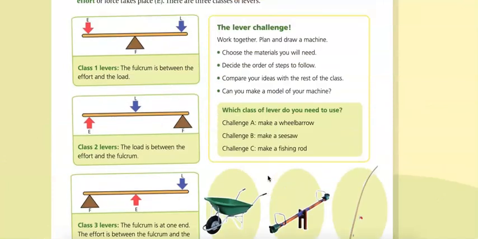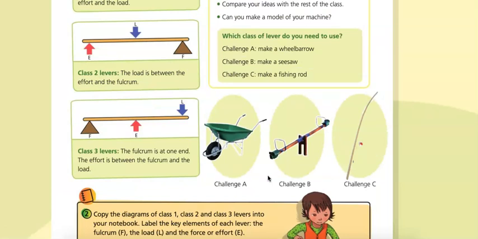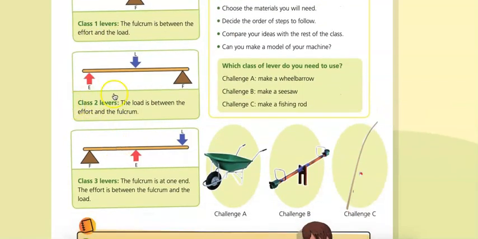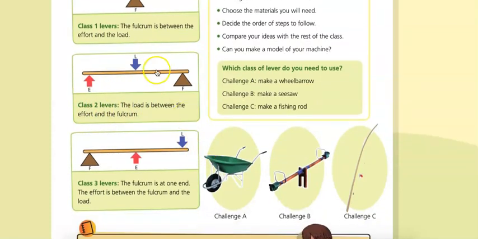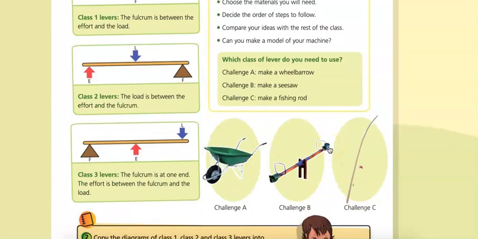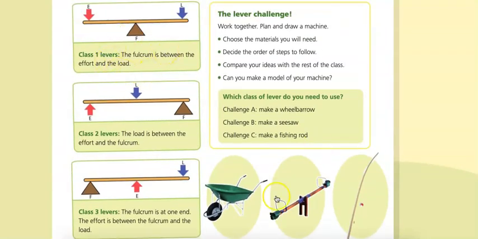Nice job, class. I have a question for you. In A, the wheelbarrow, what type of lever is that? Is that a class 1 lever, a class 2 lever, a class 3? It's a class 2 lever. Why? Because the load is between the effort and the fulcrum. Now, what type of lever is challenge B? Good, a class 1 lever. Why? The fulcrum is between the effort and the load.